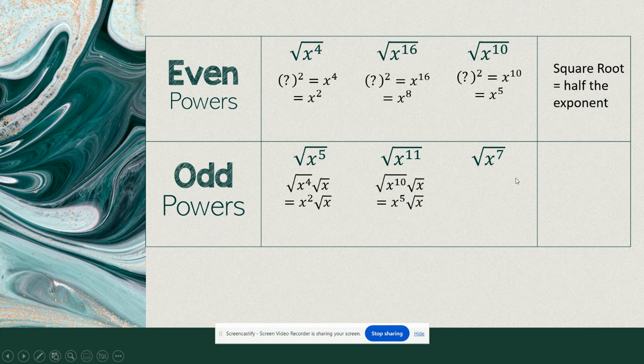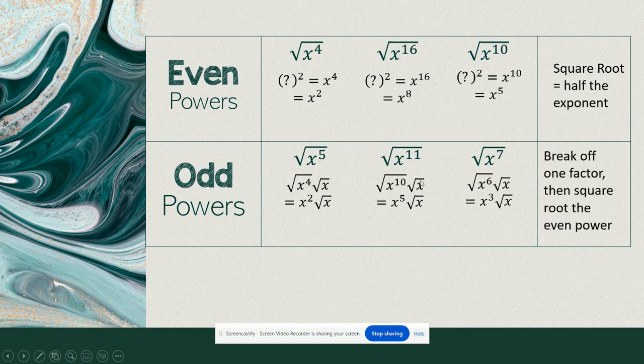So for odd ones, what we want to do is take one out. If I have the square root of x to the 7th, I would have the square root of x to the 6th and the square root of x. We know how to do this. It's even, so we can just take half of it, which would be x cubed times the square root of x. So with odd powers, we want to break off one factor, right? If I take 1 away from every odd number that you can think of, it's going to be an even number. So if we think of any odd number, 27, let's take 1 away from it, 26.